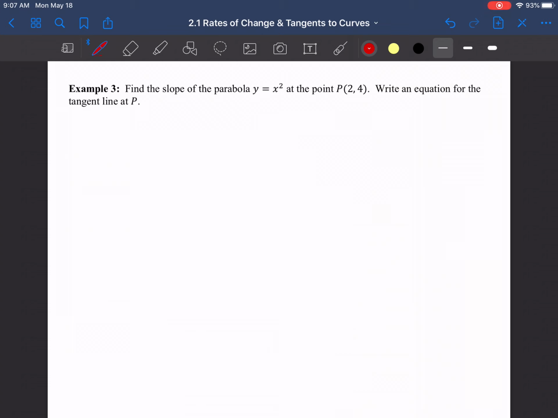Okay, so let's take a look. Let's try this. Let's say, find the slope of the parabola y equals x squared at the point (2, 4). Write an equation for the tangent line at P.